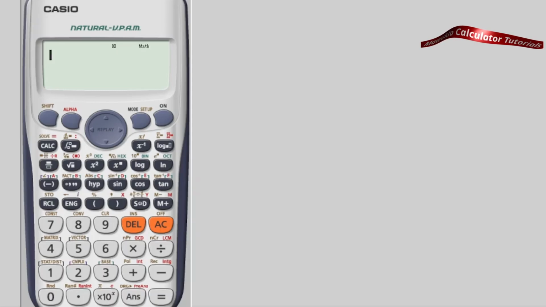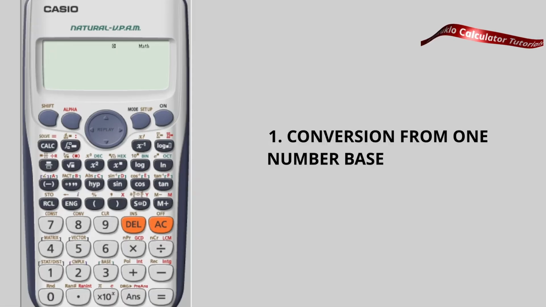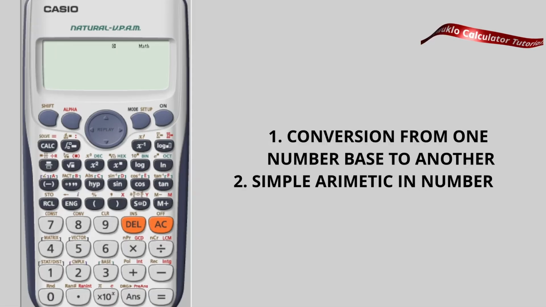In this video, we will cover the basics of number systems and how to use the Casio FX991ES natural display calculator to convert between decimal, binary, octal, and hexadecimal. And besides that, we're going to perform some basic arithmetic in number systems.